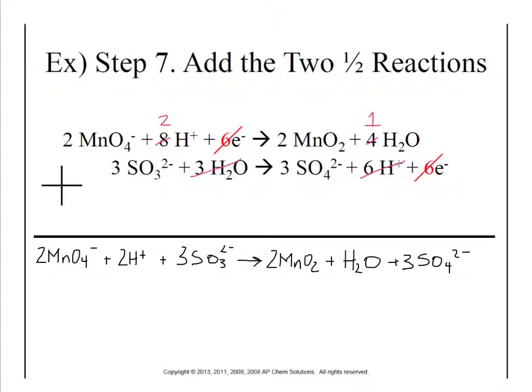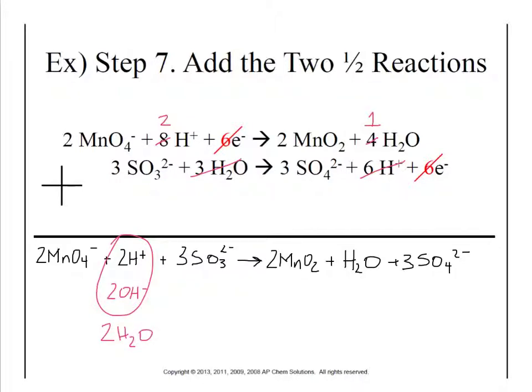However, this is where the new step comes in. So remember, this is a basic solution, and basic solutions don't have H pluses in them. They have hydroxides instead. So our final step then, we would need to get rid of those H pluses by adding hydroxides. So for every H plus that's in the reaction, you have to add a hydroxide to both sides of the equation. So in other words, there's 2 H pluses right there, so we'd have to add 2 hydroxides to this side of the reaction, and those guys are going to combine to form 2 waters.